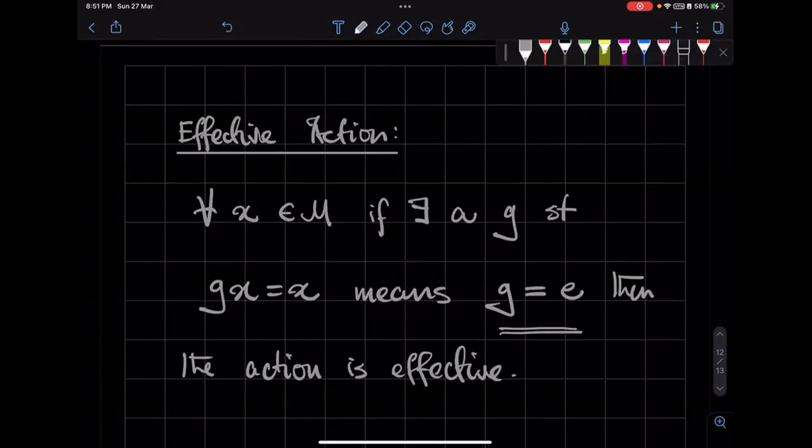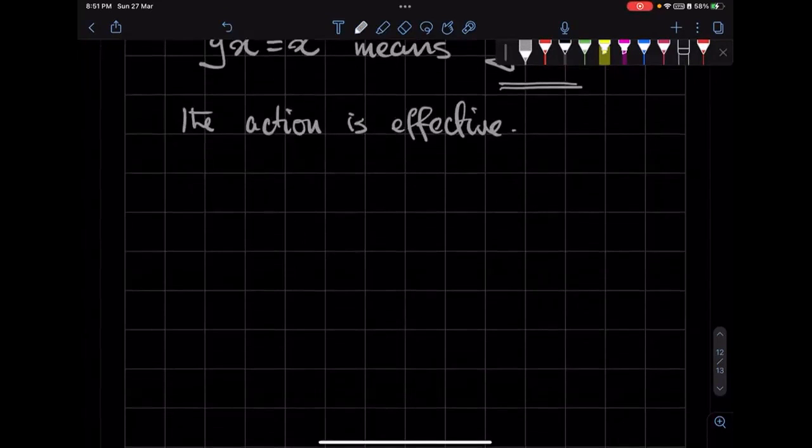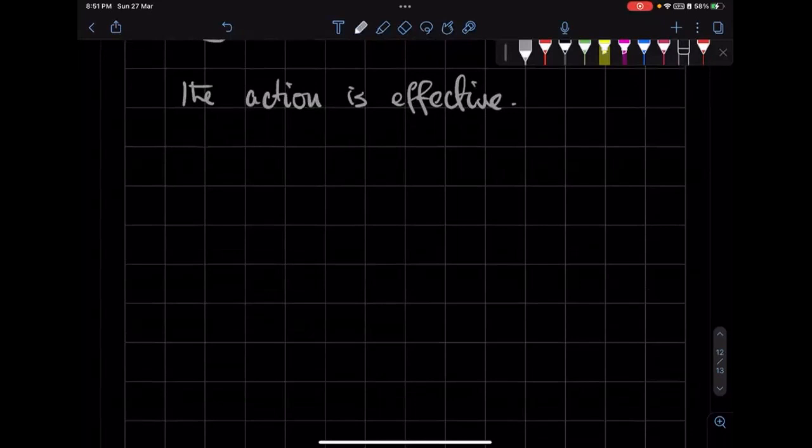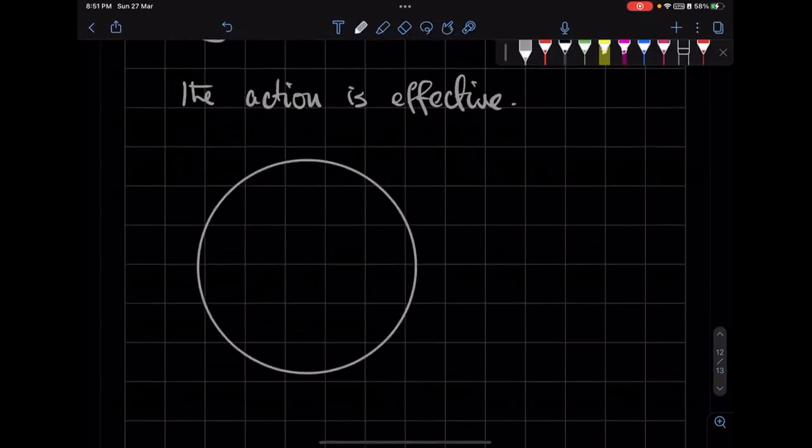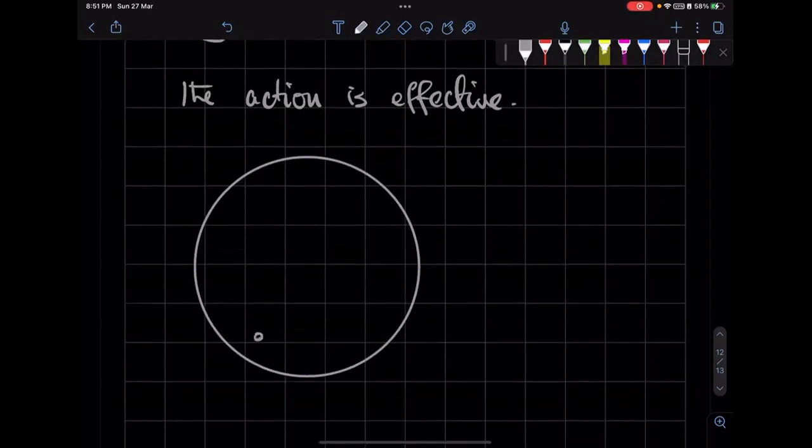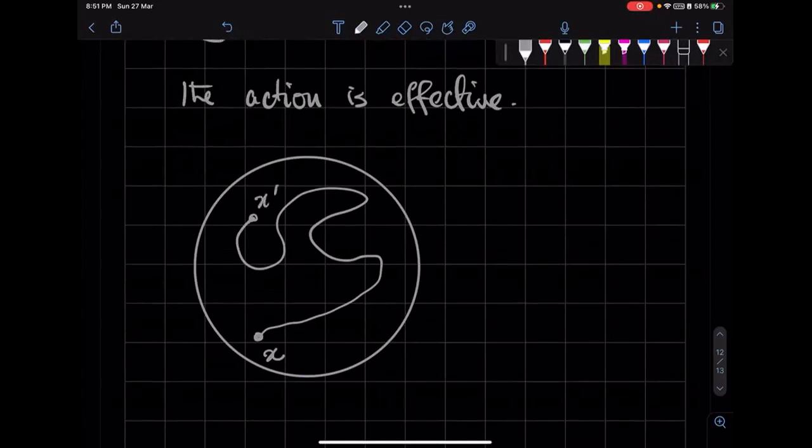But one of the things is that group actions lead us to another very natural idea. Suppose that this is the manifold on which the group acts. You start with some point X and you apply the group, and then you end up in some other point X prime, right? So they look like orbits. These are called orbits under the group action.